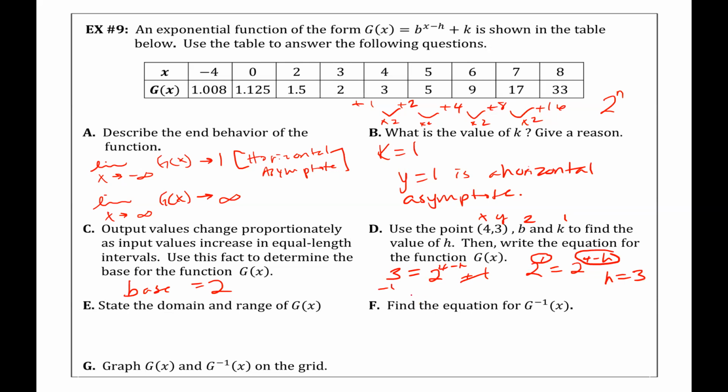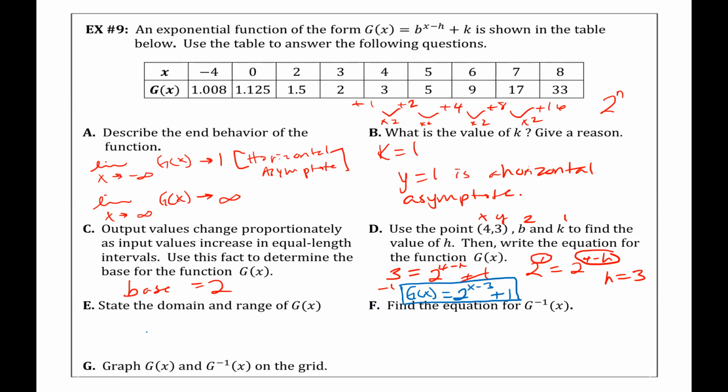So our g of x for this problem, let me switch colors. We have g of x equals, we now have all variables. We have our b, h, and our k. Our b is 2, agree. x minus 3, because our h is 3, plus our k, my horizontal asymptote, was 1. That is how you figure this out without a calculator, okay?